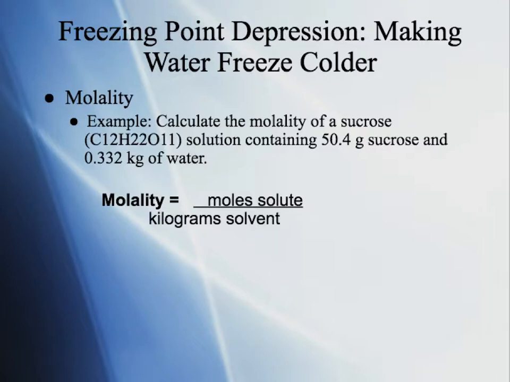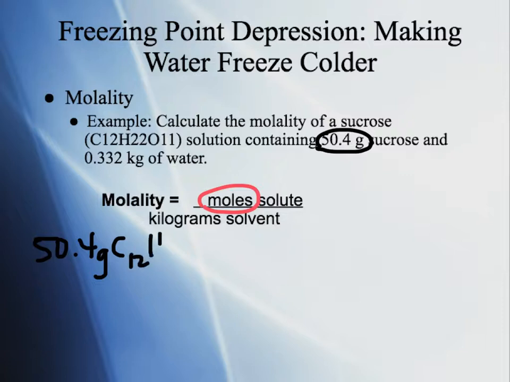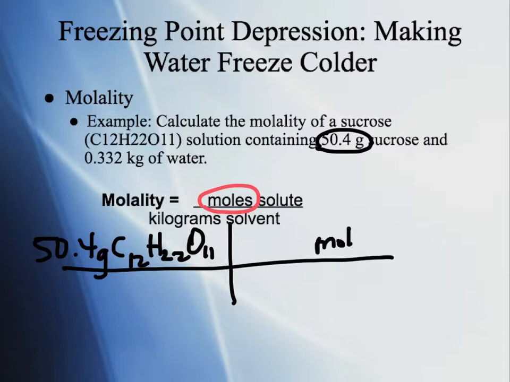So let's take a look at this molality: moles of solute divided by kilograms of solvent. Here's an example. It says calculate the molality of a sucrose, C12H22O11, solution containing 50.4 grams of sucrose and 0.332 kilograms of water. We're given the grams of sucrose, and we notice that in our equation we have to have moles. So the first thing we have to do is change grams to moles. Let's change the C12H22O11 over to moles.